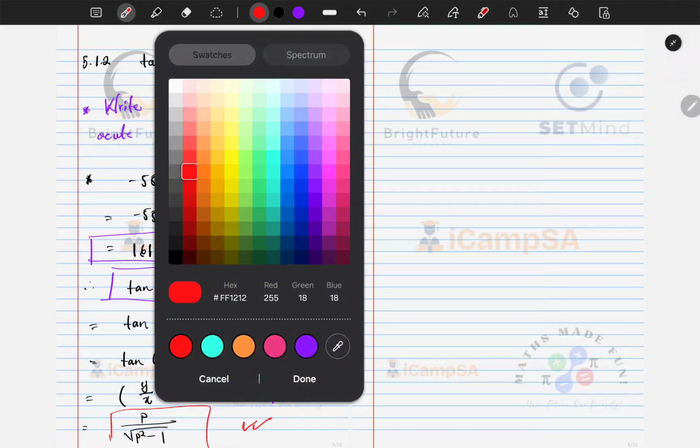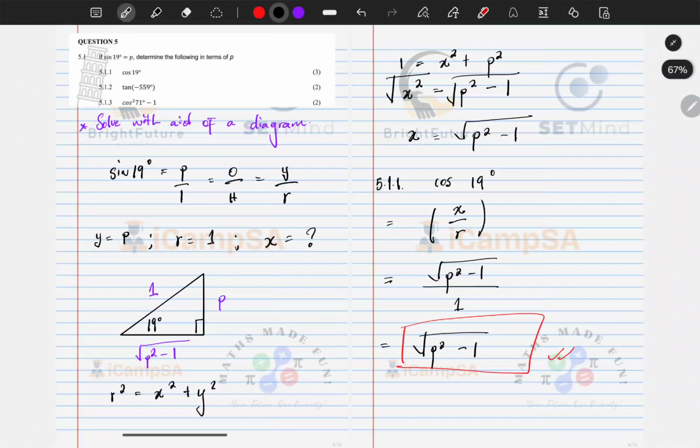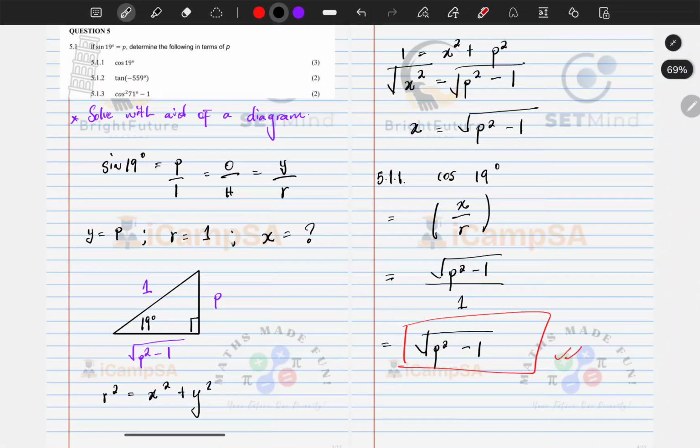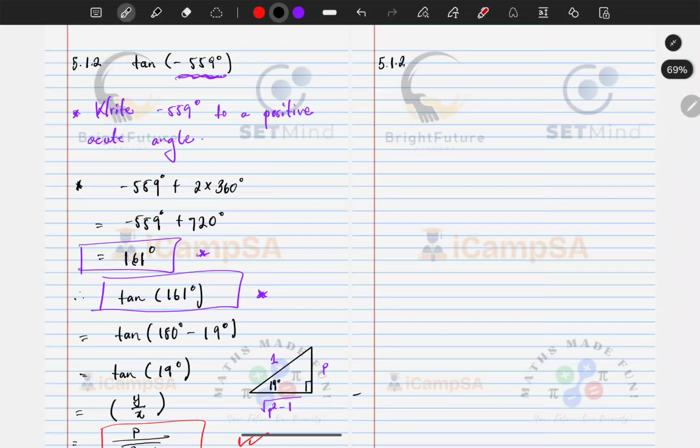Right, so now let's look at the last one, which is 5.1.3. So now you have 5.1.3, and they are saying it's cos squared 71 degrees minus 1. Now what we are going to try and do is find a way in which we can write 71 to be 19. We are going to try and write 71 to be 19 degrees.